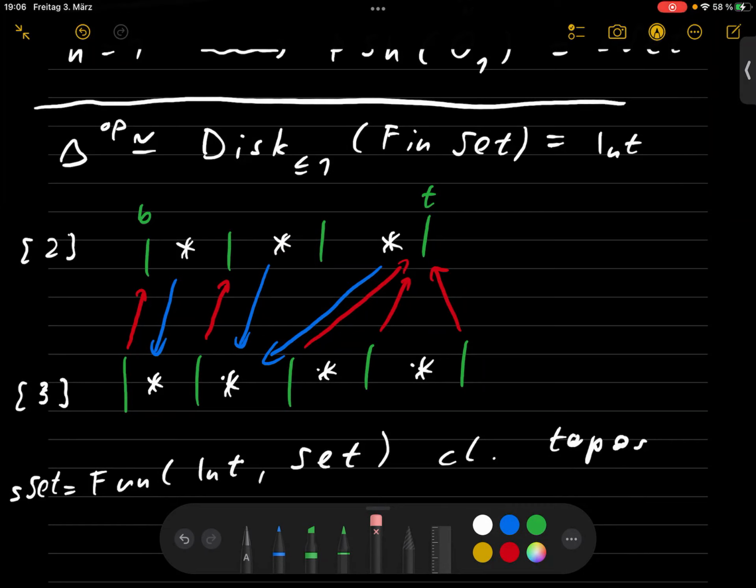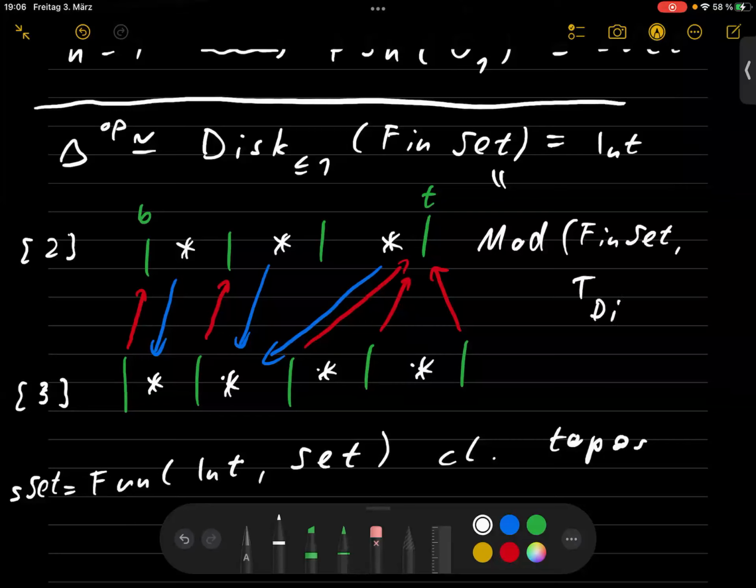But I could also write this in the formal notation as models in finite sets of the theory of disks, but we only have the axioms that consider the 1 and 0 part. So we have only the type D1 and D0 and only the B and T in the first case. So we truncate the axioms and possible things.